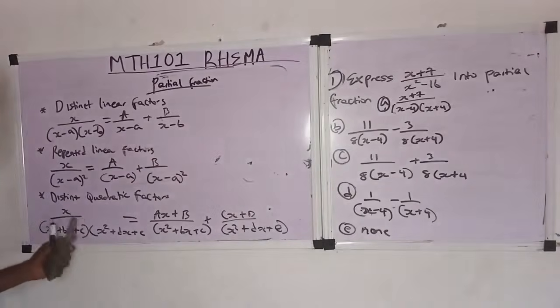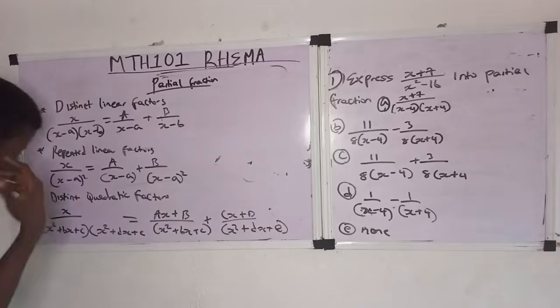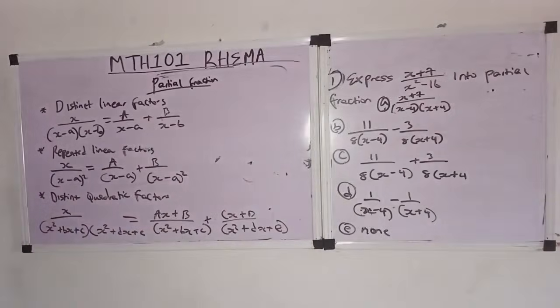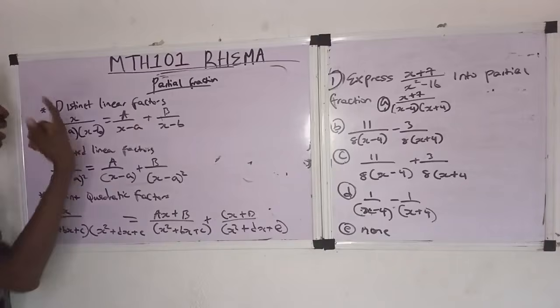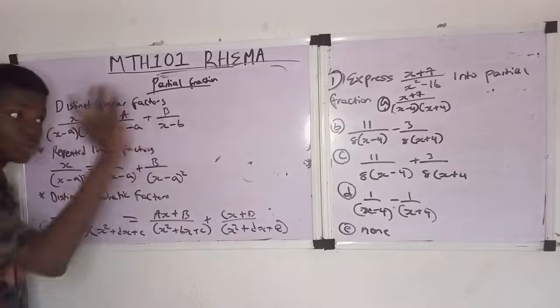Then for distinct quadratic factor, how do you know a quadratic factor? I think we should just forget about this one, to save time, because let's just deal with these two. When it is a linear factor, decompose it to just be a over s minus a. So you will see it by yourself.